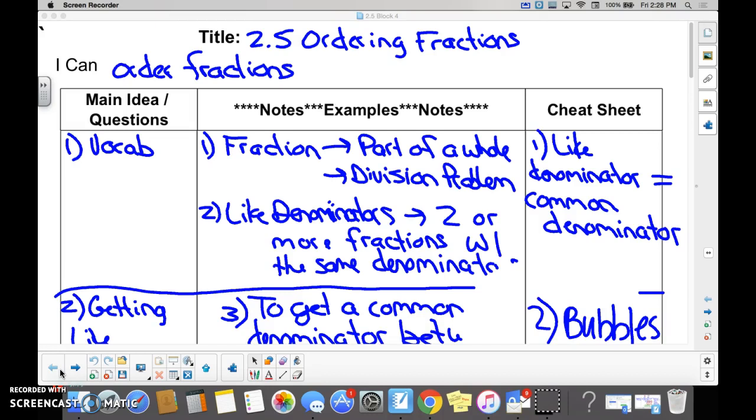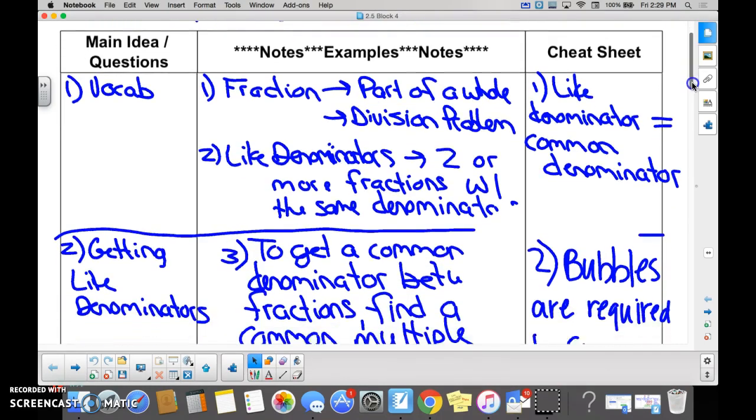Okay. Like denominators. Can you have more than 2 like denominators? No. Well, can I have 3 fractions with the exact same denominators? Yes. So can I have more than 2 like denominators? Yes, you can have as many as you want, as long as it's at least 2. What's another name for like denominators, Ayub? Common denominators. They're the same exact thing.